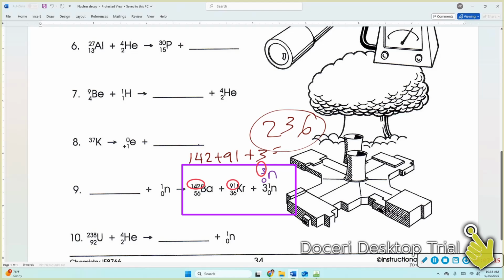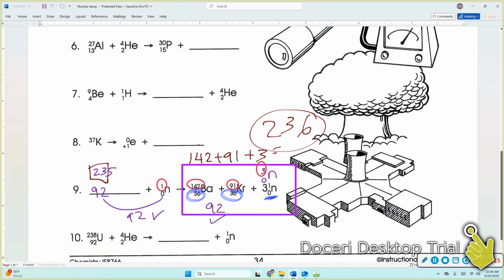So these two numbers over here, the top number and whatever the numbers up here, need to add up to 236. So 235 plus 1 gives you 236 on this side. The whole point is to get all the top numbers equal on the left and right side, and now get all the bottom numbers equal. The bottom numbers, I have 56 plus 36 here, and I have 0, which doesn't do anything, so that's 92. The bottom number over here needs to be 92. 92 plus 0 is 92. So this side 92, this side 92, check, check.